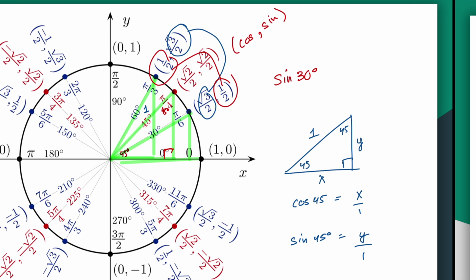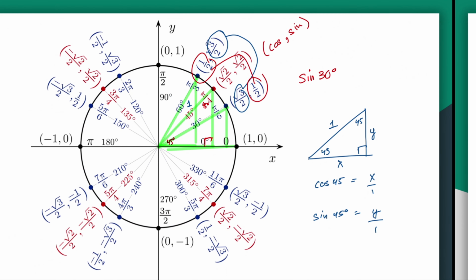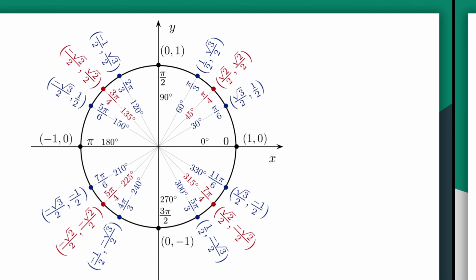So I know this is kind of becoming a cluster of a lot of information. Let's just clear the board here for a second. Let's break this down one more time. You have cosine for x, you have sine for y. So if I say very quickly, what's the cosine?